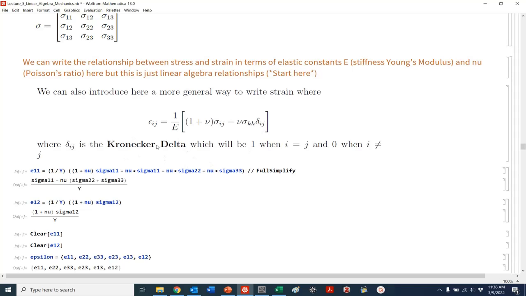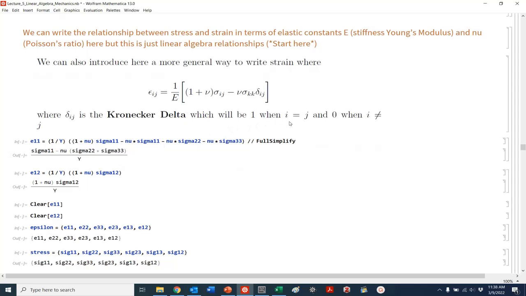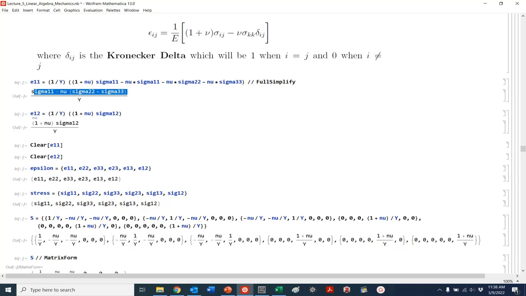Delta is the Kronecker delta. The Kronecker delta is 1 when i is equal to j and 0 when i is not equal to j. So if I want to write out the strain 1, 1, I write 1 over E times 1 plus nu, sigma ij, which is sigma 1, 1. And then minus nu times the sum over all the repeated indices kk, or 1, 1, 2, 2, 3, 3. So minus nu times sigma 1, 1 plus 2, 2 plus 3, 3. And here's my equation for epsilon 1, 1. For when i is not equal to j, for example strain 1, 2, it's just the first term, because the Kronecker delta is 0 when i does not equal j. I could go ahead and write out those relationships here.